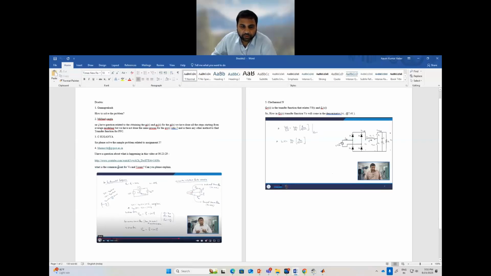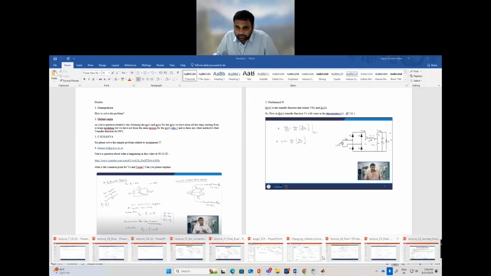What is the common point between Vs and V converter? If you see how we define this, this is a single phase equivalent of our three phase system. When we define this single phase equivalent, the output of the half bridges will be nothing but an AC component, again with respect to the fictitious O point. Let me write that down.